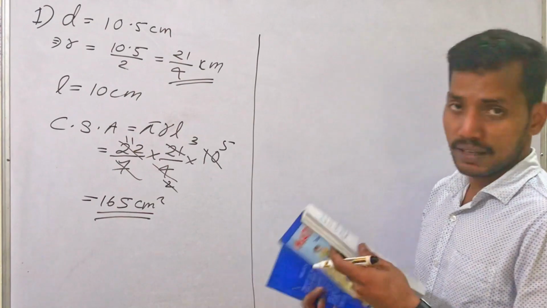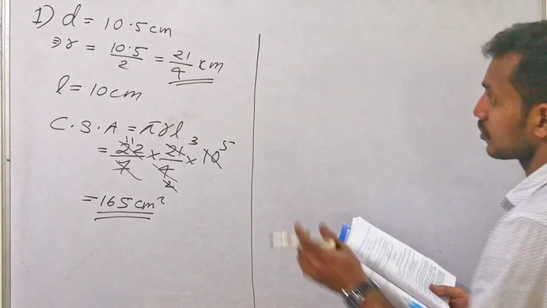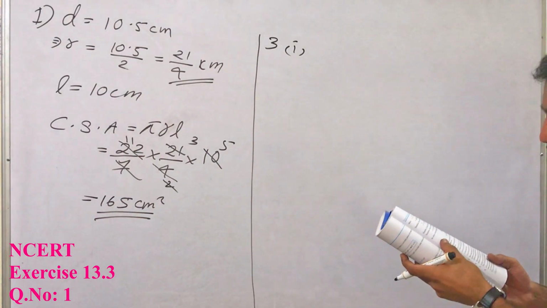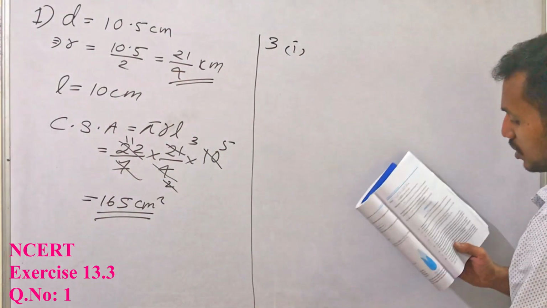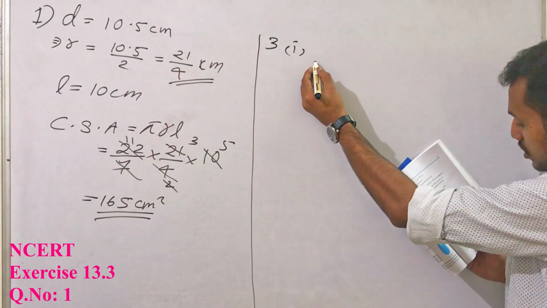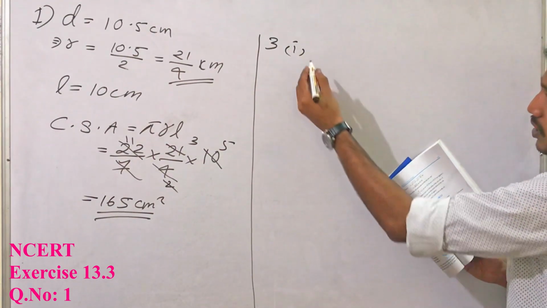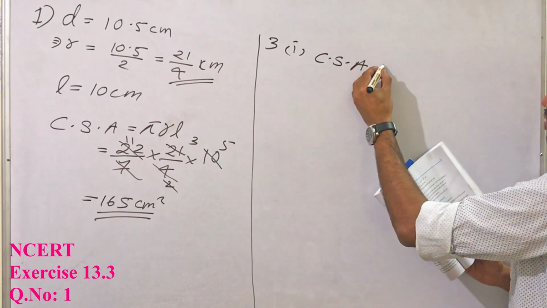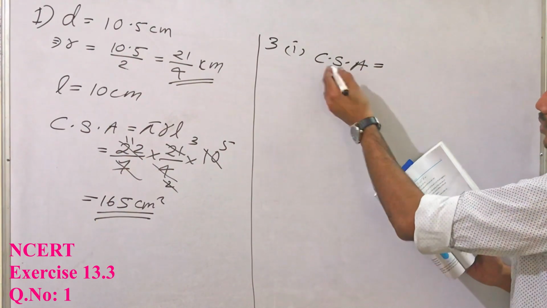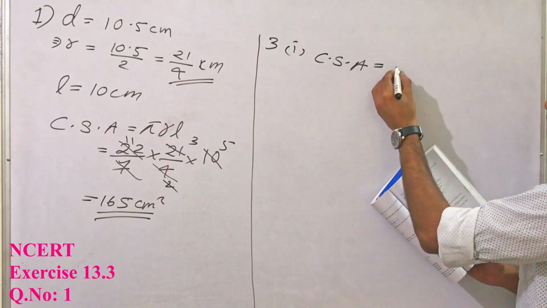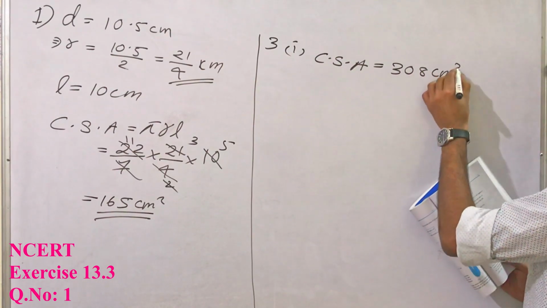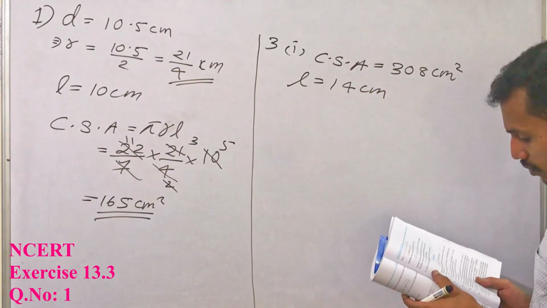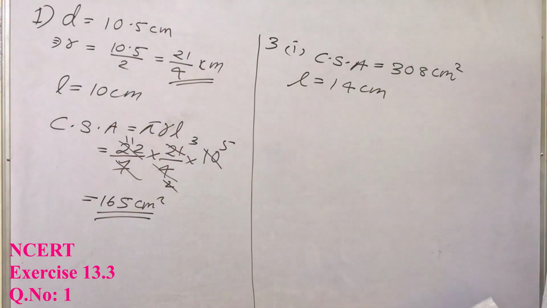Now I am taking question number 3, option number 1. The curved surface area of a cone is 308 centimeter square. Slant height is given as 14 cm. The first question is that we have to find the radius of the base.